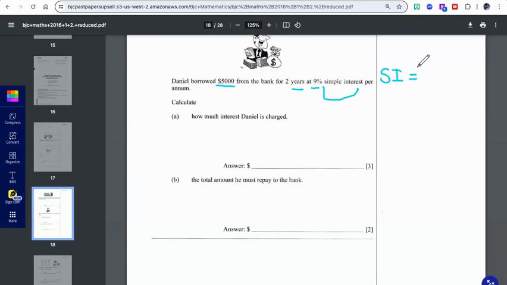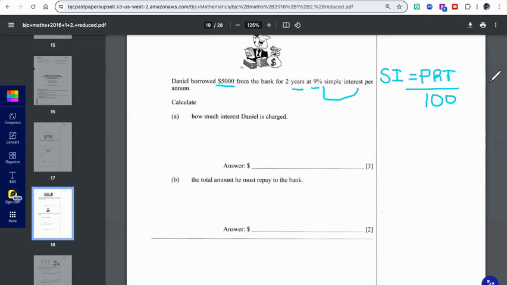So the first thing you would do before you start this question, once you identify simple interest, you need to write the formula down. Simple interest is equal to P R T over 100. And if you don't have a formula book by now, you should get one that you created yourself. Write simple interest formula.